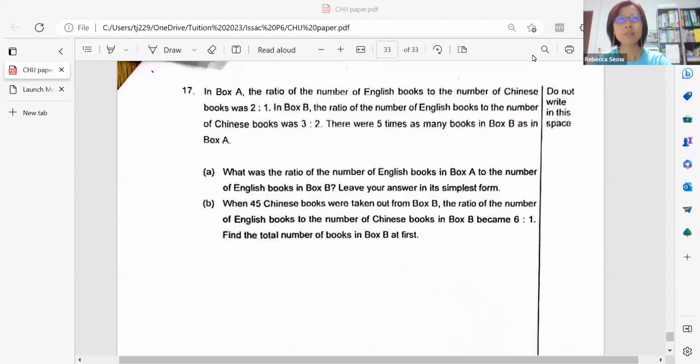So this question has got many pieces of information. The first piece of information is with regards to box A. We have English books to Chinese books 2:1. So what I would suggest is to actually put it down under box A. Here we have English books to Chinese books 2:1. Okay, and on the other hand, we have box B, ratio of English to Chinese books 3:2.